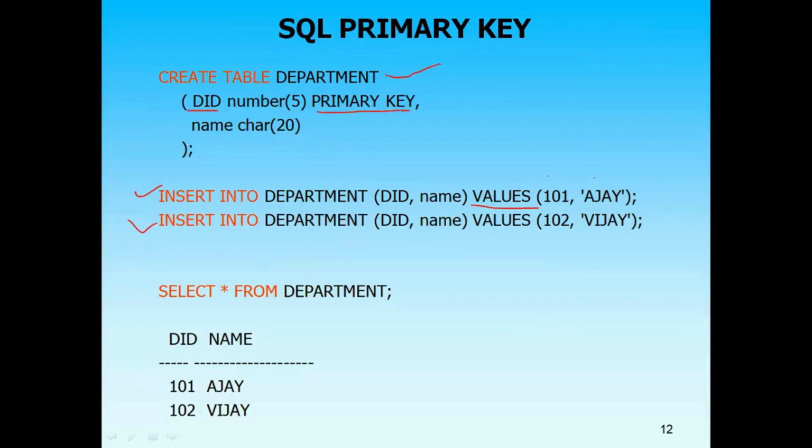So by using this insert command, I have inserted 2 records into the table. So how can you see these records in the table? By using this statement, select star from department, right?